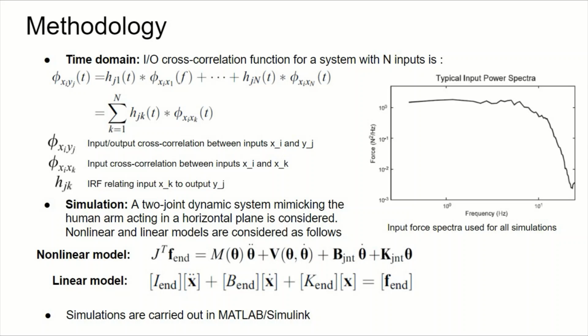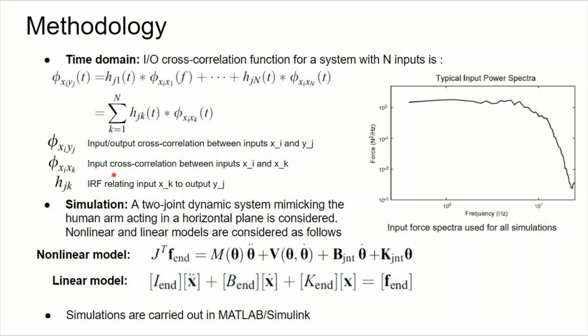In the time domain analysis, they have calculated the impulse response function. So this is a general form that they have considered, and again this phi xi yj means the relation between input and output. So the ith input and the jth output, what is the relation between them, and again these are the relation between the two inputs xi and xk, and h represents the impulse response function.